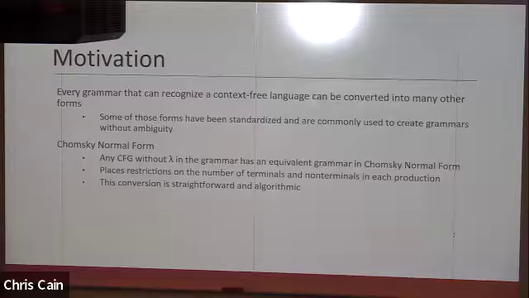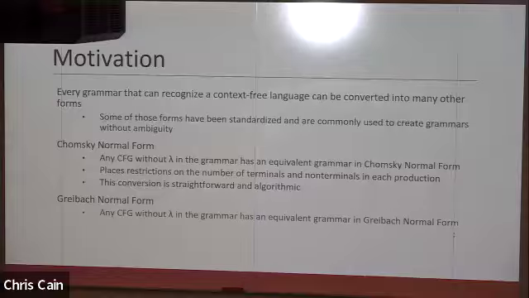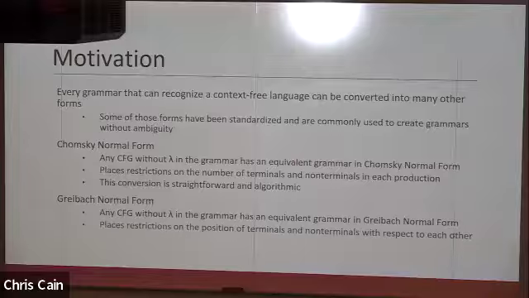What's beautiful about this is the conversion is actually really easy. Once you understand how this is done, there's not a ton of complexity to it. The second one we're going to cover is Greibach normal form. Just as in CNF, if there is no lambda in the grammar, there's an equivalent in GNF. And this just places restrictions on the positions of terminals and non-terminals with respect to each other. Each of them is used for something different that we will talk about throughout the course.